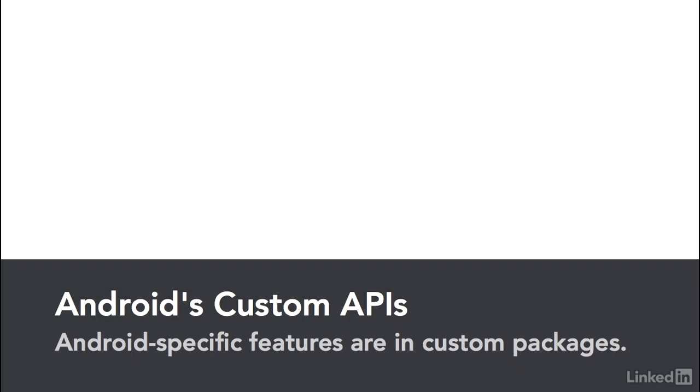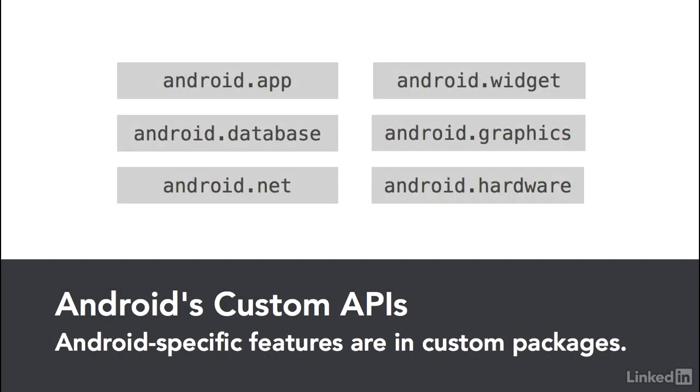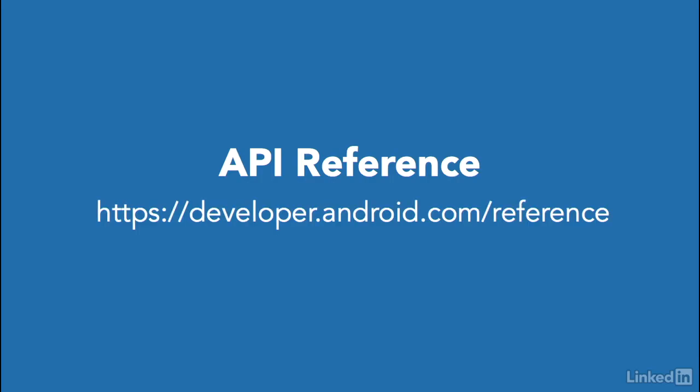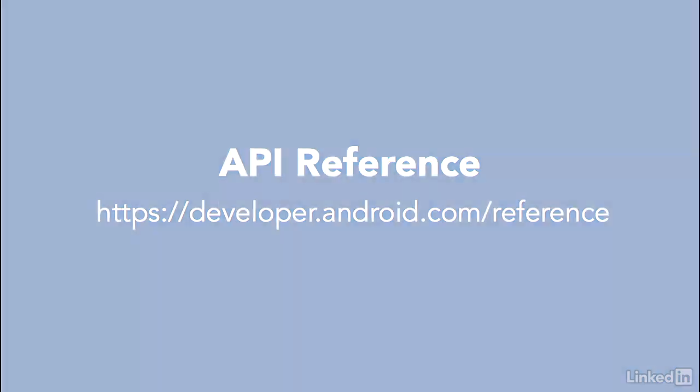The Android SDK also includes many custom APIs. These are features that are in custom packages that typically start with android and end with a description of what that package does. So, for example, android.app, android.database, android.net, and so on include classes and interfaces that aren't available in general Java, but are available for Android. To learn what's available, look at the API reference at this URL.